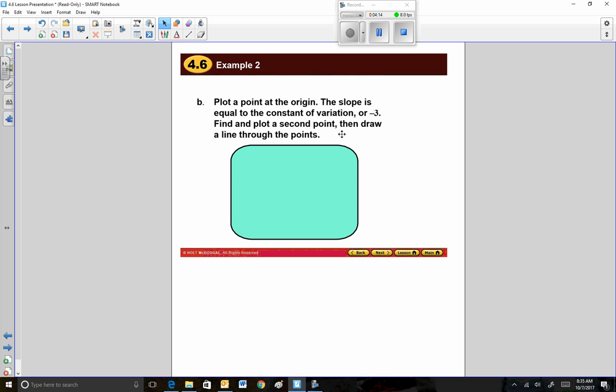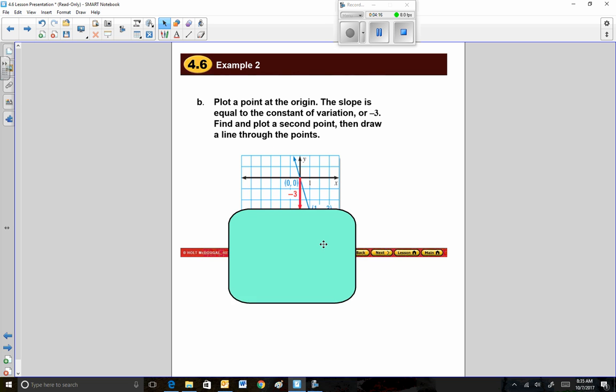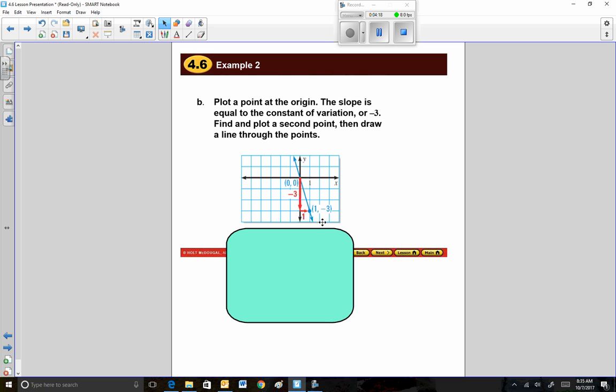On B, the constant of variation was negative 3. It cuts the y-axis at 0, 0. So you drop 3, move over 1. Remember, if it's a whole number, we just place it over a 1. Now you have 2 points, the origin and this one, and so you can draw the line. That's direct variation.